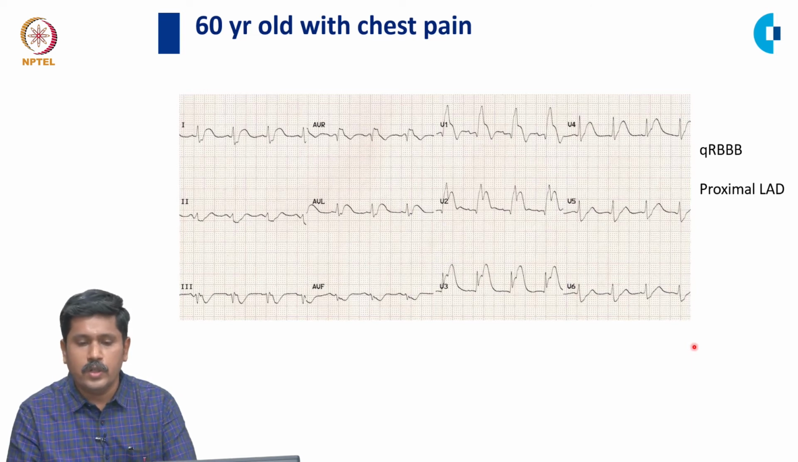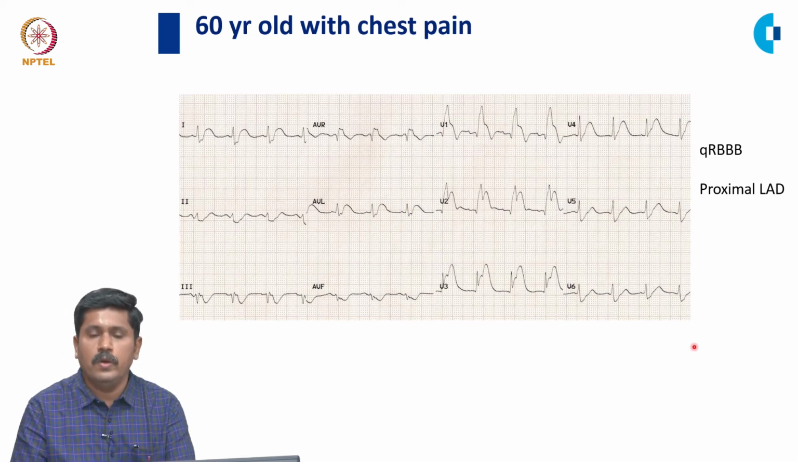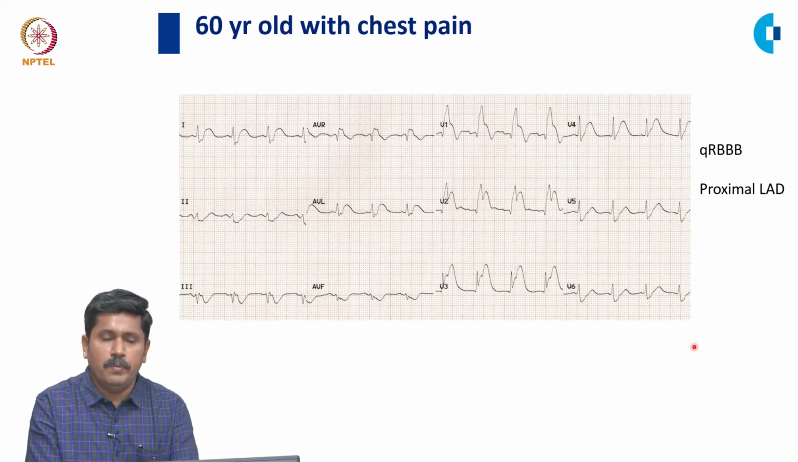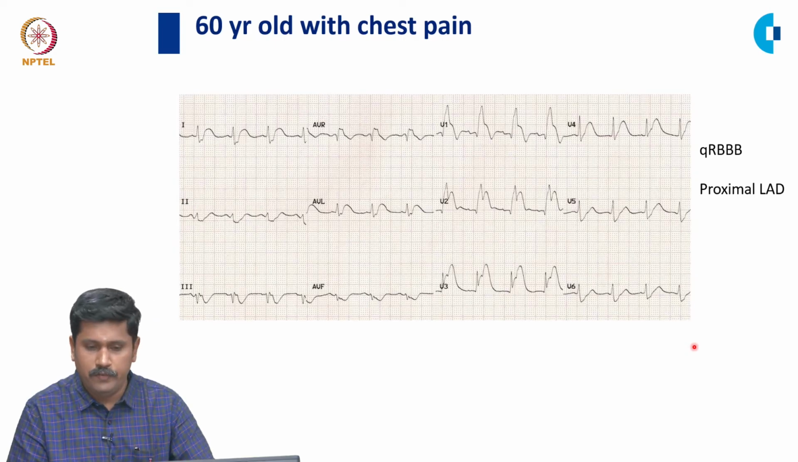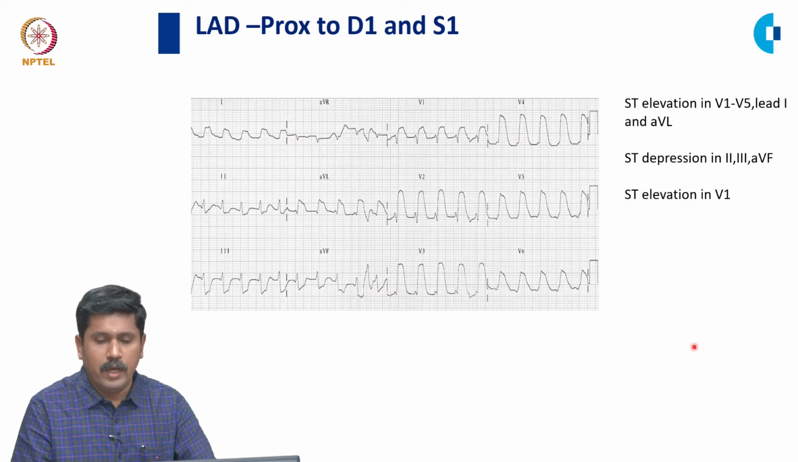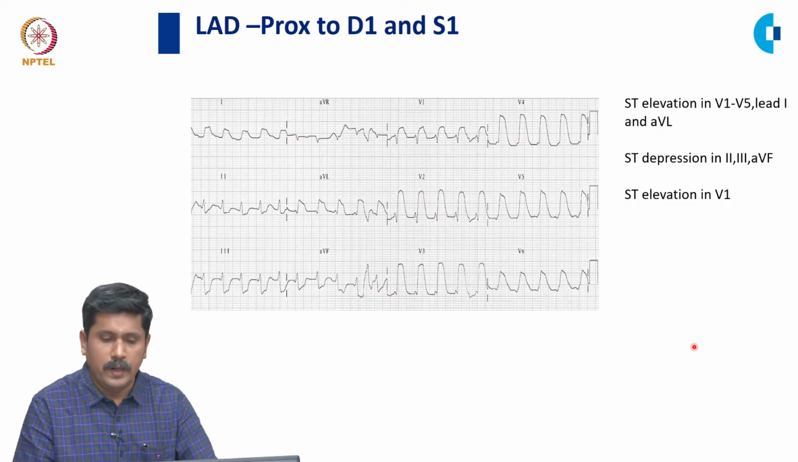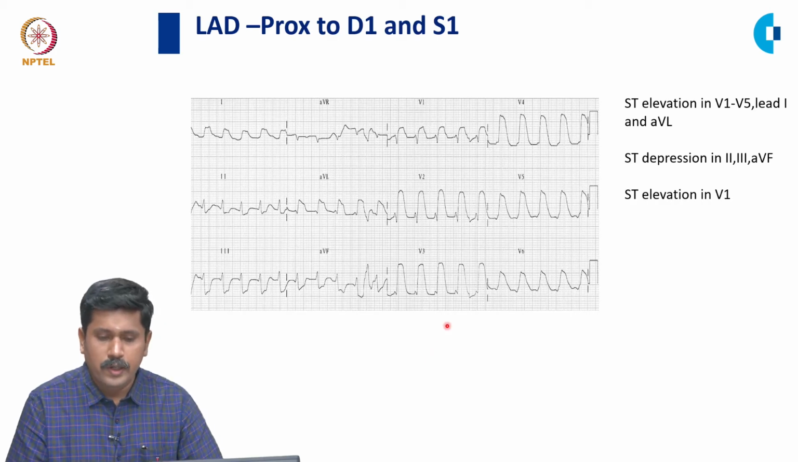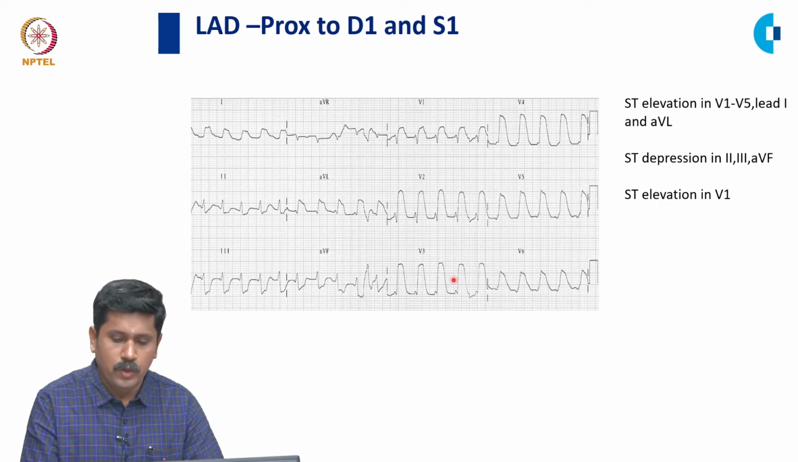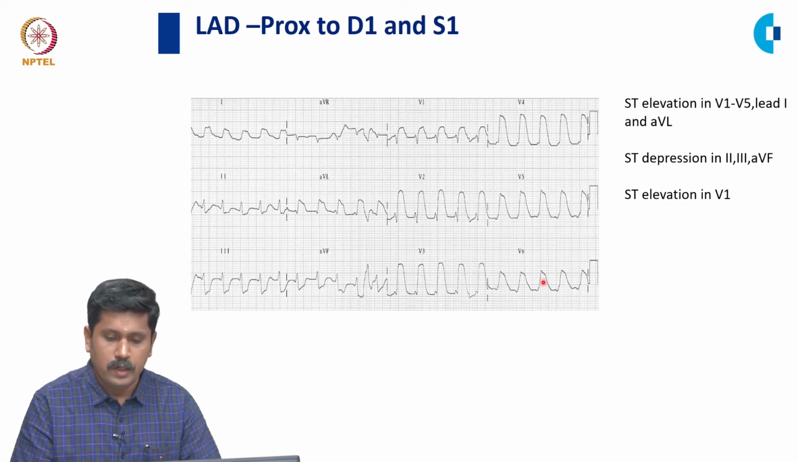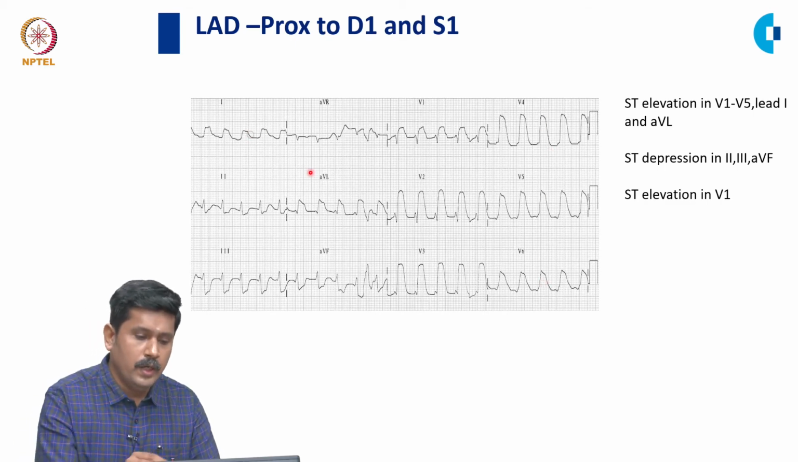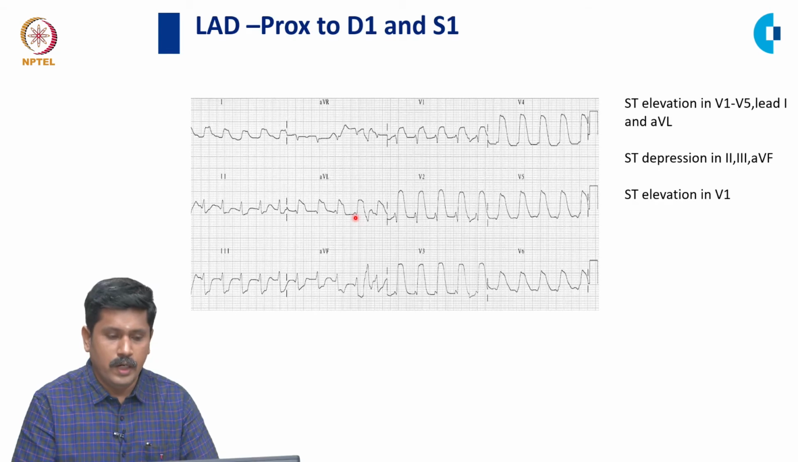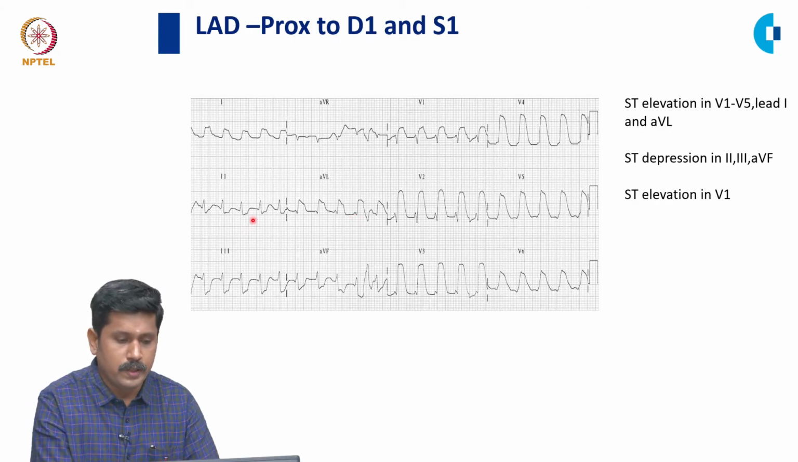So, as discussed, in proximal LAD there will be extensive ST segment elevation in all the leads with reciprocal ST segment depression in leads 2, 3 and AVF. This is what we have discussed previously in the tombstone pattern of ECG. So, we can localize it here. It shows an extensive ST segment elevation from V1 to V6. Lead 1 and AVL also show ST segment elevation, whereas there is ST depression in lead 2, lead 3 and AVF.